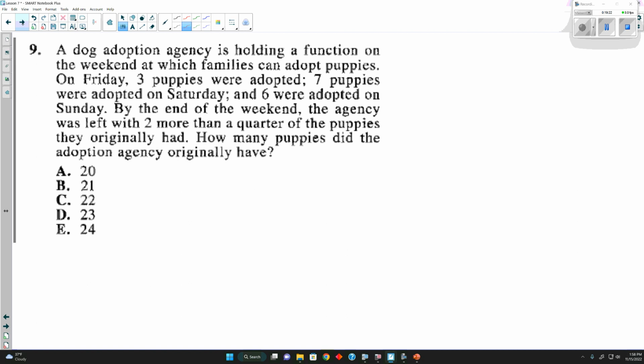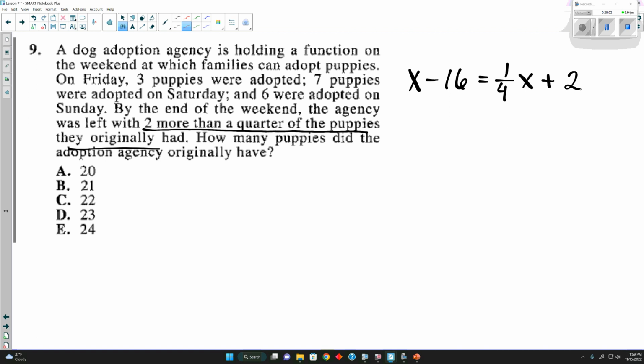So we had 16 adopted, yes? So we can add them together. We say X is the original amount, yes? So X minus 16 is what we would have left. Now they said by the end of the weekend, the agency had 2 more than the quarter that they had originally. So this is equal to 1/4 of X plus 2. Two more than a quarter of the puppies. Any questions on how we set this up?